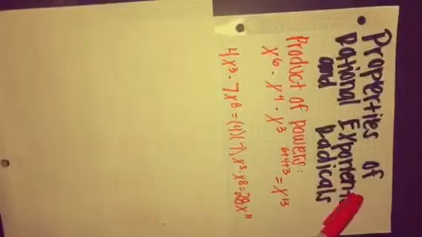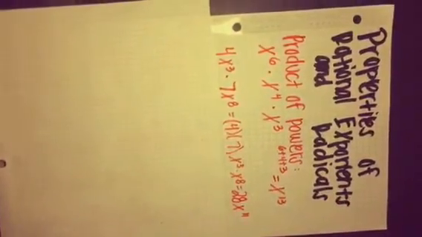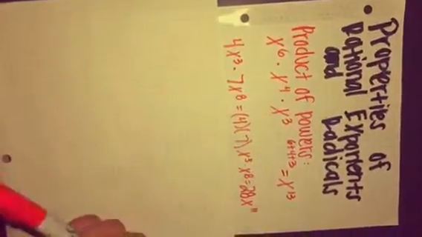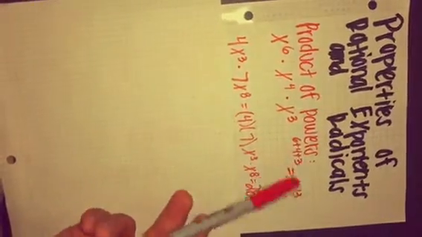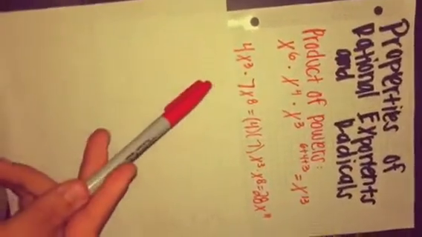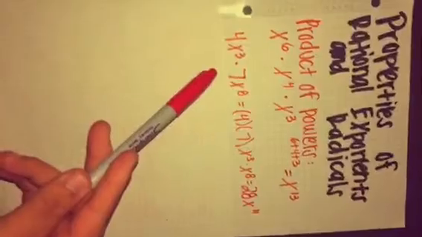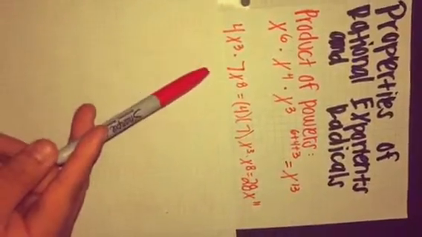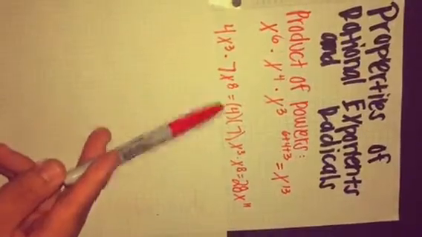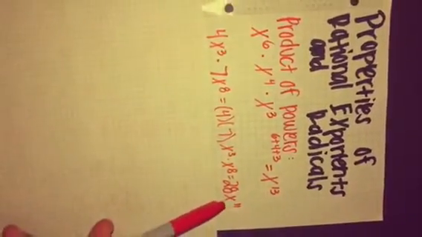So we're on properties of rational exponents and radicals. So the first example is product of powers, and you simply add the exponents. 6 plus 4 plus 3 equals x to the 13th power. And then the next example is you combine like terms, and it's 4 times 7 equals 28. And then you add 3 plus 8, and you get 28x to the 11th power.